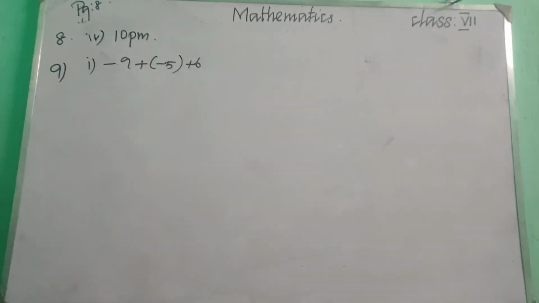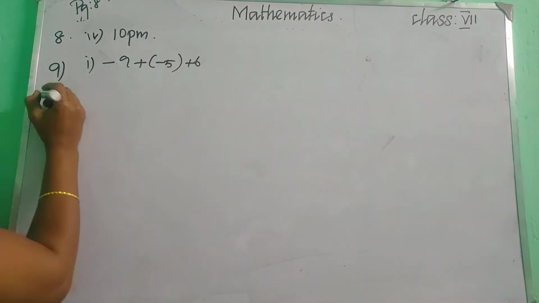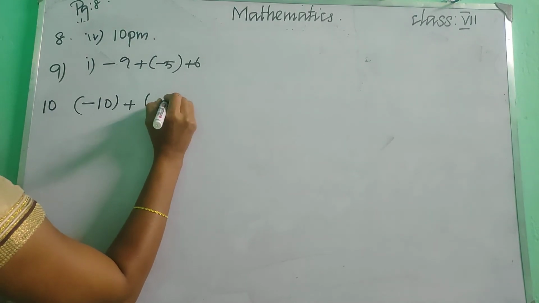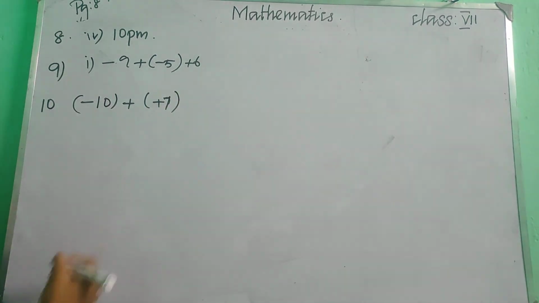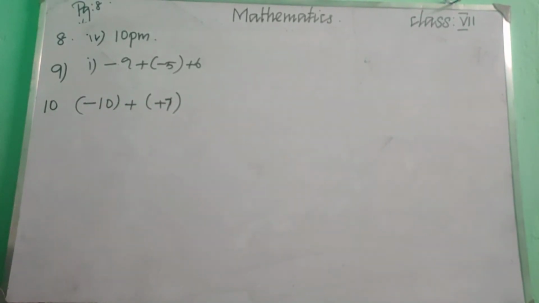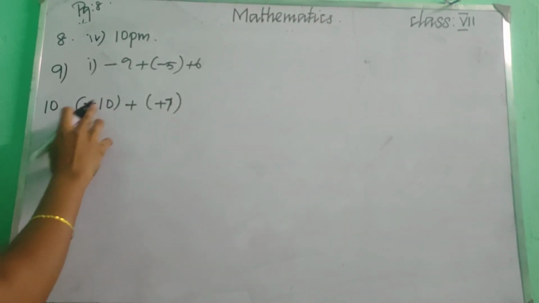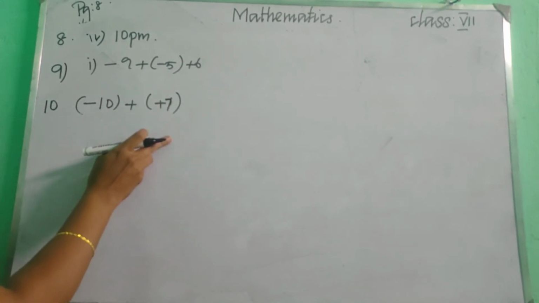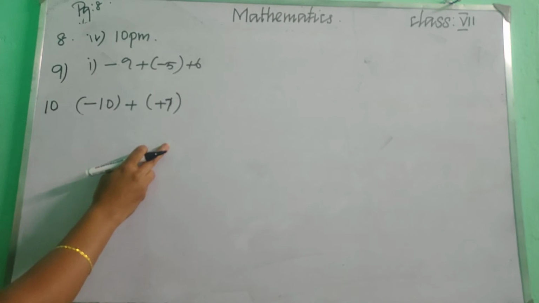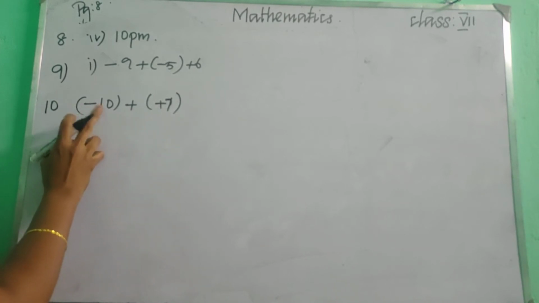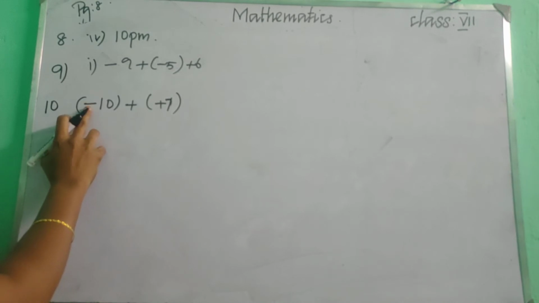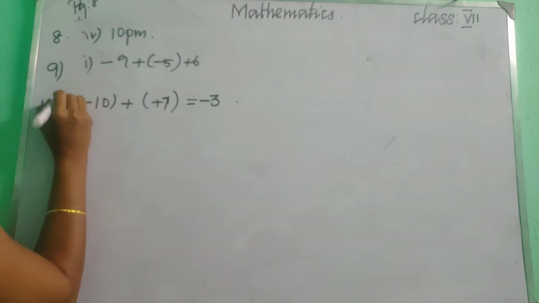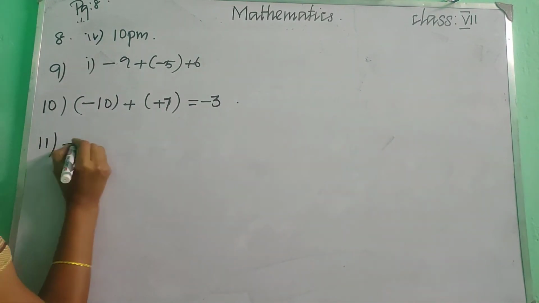So let us see the 10th one, question number 10. The question is minus 10 plus 7. So what is the answer? We are having different signs, so we need to subtract and put the greater number's sign. Subtract 10 minus 7, the answer is 3. Which is the greater number's sign? Minus 10, right? So the answer is minus 3.